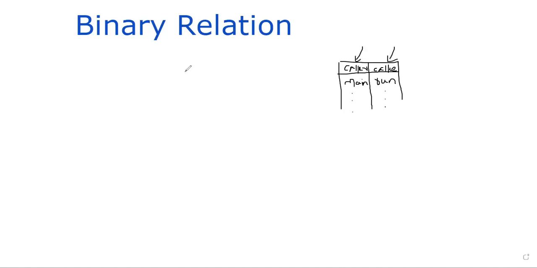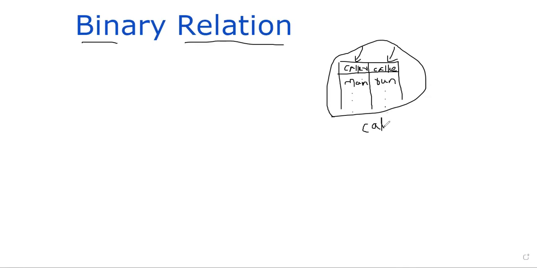Caller, callee, the word binary here means two. And this whole table itself is called a relation. This is the relation. Let's call this table the call table, call.rel, for example, just to make sure that the idea of relation comes out. So call is a table with two columns. That's how you can visualize binary relations as a table.